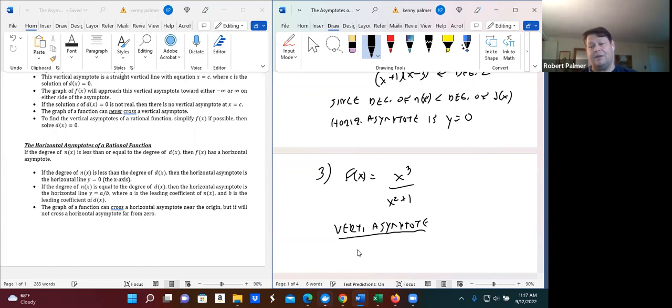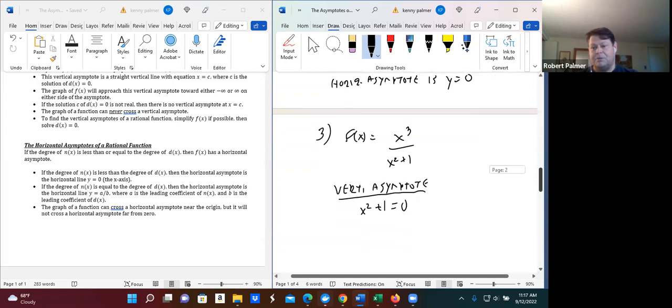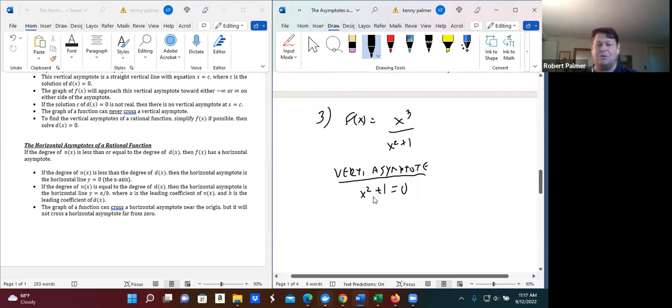Once again, to find that, set your denominator equal to 0. First off, we can't cancel anything out. Check that, make sure we can't simplify it, and we can't. Let's set this equal to 0 and solve. A couple ways you can do this. This won't factor, so you can set x squared equal to -1.